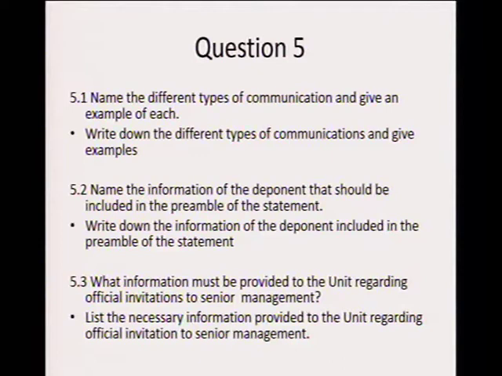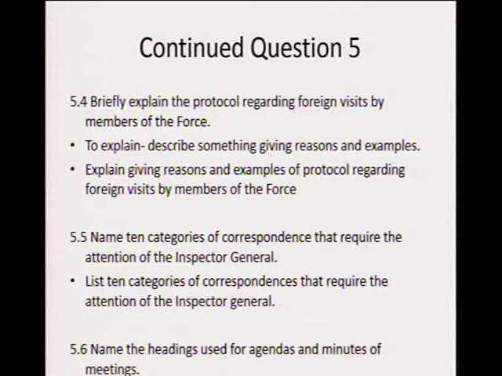answer these questions. 5.3. What information might be provided to the unit regarding official invitations to senior management? List the necessary information provided to the unit regarding official invitations to senior management. 5.4. Briefly explain the protocol regarding foreign visits by members of the force. To explain, describe something giving reasons and examples. Explain giving reasons and examples of protocol regarding foreign visits by members of the force.